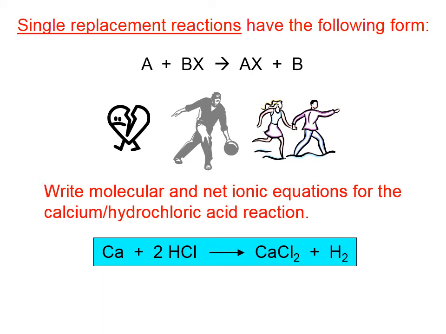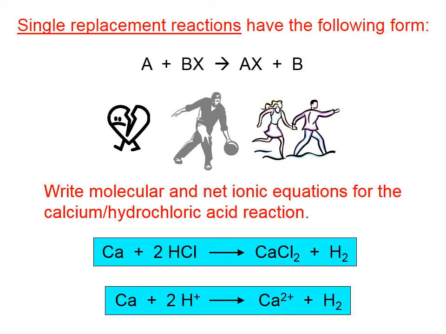That's the molecular equation. The net ionic equation is going to eliminate any spectator ions, and we know that hydrochloric acid, H plus and Cl minus ions are actually separate from each other, and if we look on the product side, calcium chloride is a soluble compound. In short, the chloride ion is a spectator, and the correct net ionic equation would look like this.